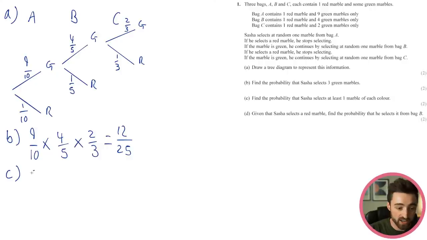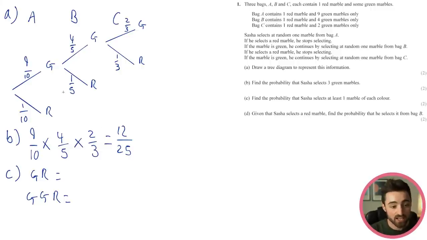If I get a green and then a red, I stop there and I've got one of each. So that works. If I get a green and then another green and then a red, that also works because I've got at least one of each. And there's actually no other ways I can do that. Because if I get the red instantly, I don't get any greens. Then if I get all the greens, I don't get any reds. So all I have to do now is work out the individual probability of these two, and then add them together because that's the OR rule. If I have the probability of this happening or this happening, I add the probabilities.